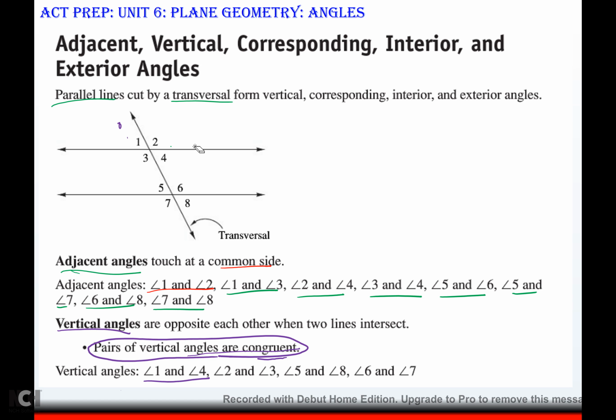Okay, you have another pair, 2 and 3. 2 and 3 are vertical angles, and they're congruent. 5 and 8 are vertical angles, they're congruent. And 6 and 7 are vertical angles, and they're congruent. Okay, so adjacent angles are supplementary, vertical angles are equal.